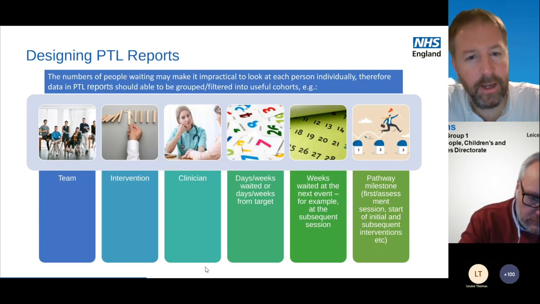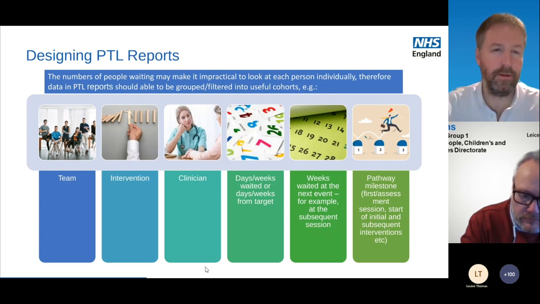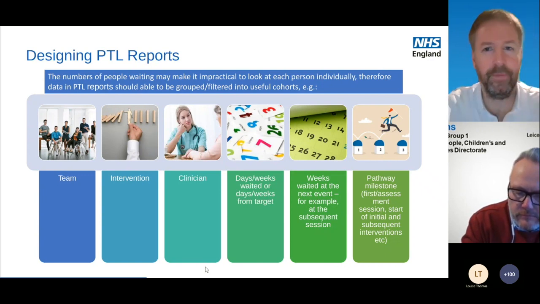And finally, looking at particular pathway milestones. So where someone is along the pathway, are they waiting for their assessment? This is the what are they waiting for bit. Are they waiting for their particular treatment? Are they waiting for a subsequent intervention? Are they waiting for whatever else it might be? Next slide, please.